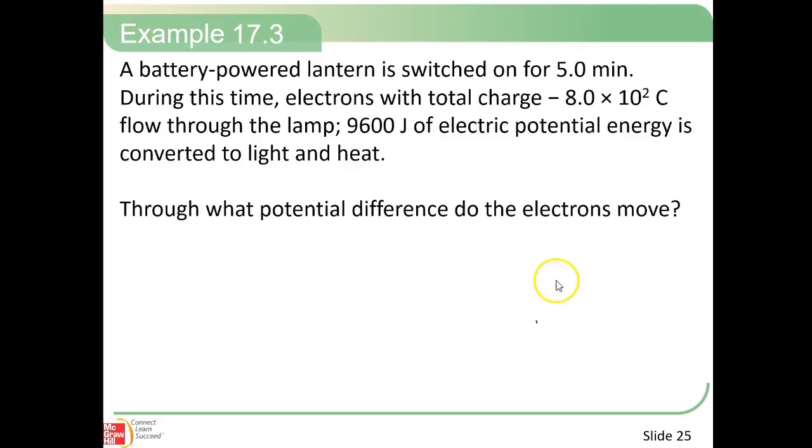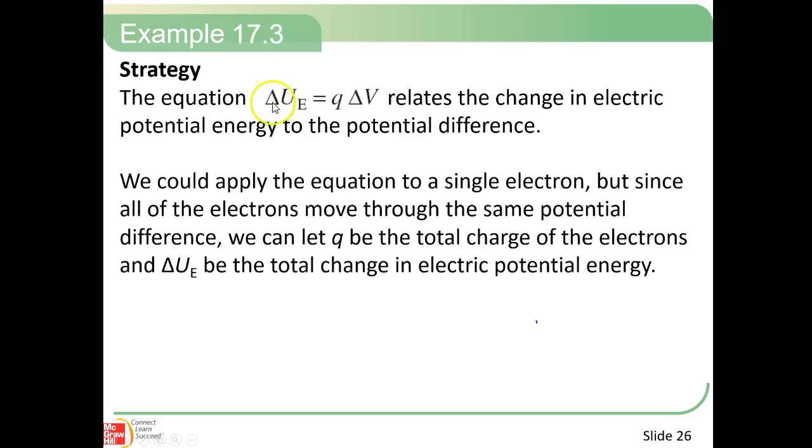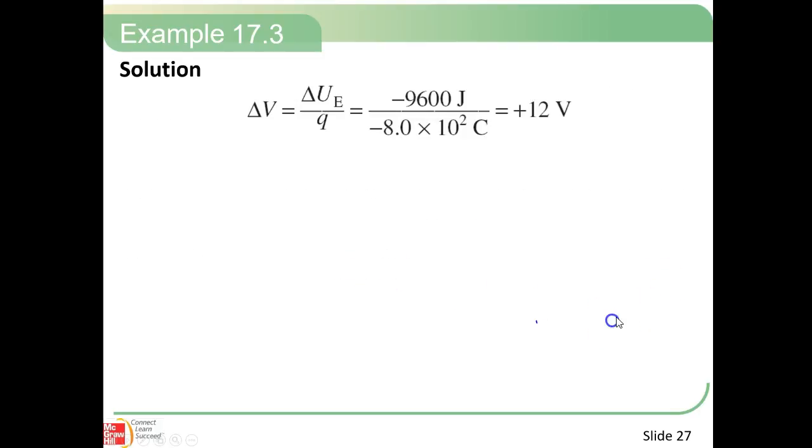Let's take a look at the first part here. We have the equation change in potential energy is equal to the charge times the change in potential, and we can apply that equation to a single electron, but since all the electrons move through the same potential, we can just let Q be the total charge. When we solve this one, we basically just divide. Here we've got the change of potential energy, remember, energy is measured in joules, divided by negative 8 times 10 to the second coulombs, and we end up with a positive 12 volts. And remember, volts is the change in potential. A volt is also equal to a joule per coulomb, so this unit is a joule per coulomb. We really want to try to simplify it down to volts whenever we can.